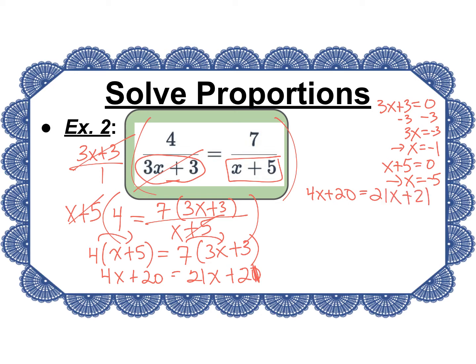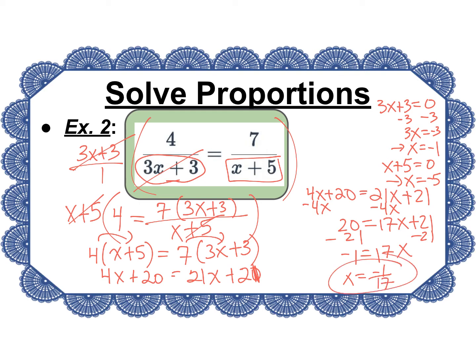And then I'm going to subtract the 4x from both sides. Get 17x. I'm going to subtract the 21. Oh, wait. Oh, yeah, that's right. Yep, -1 equals 17 over x. And then I get x to be negative 1/17. And there we go. That answer is not negative 1 and it's not negative 5, so it does check.